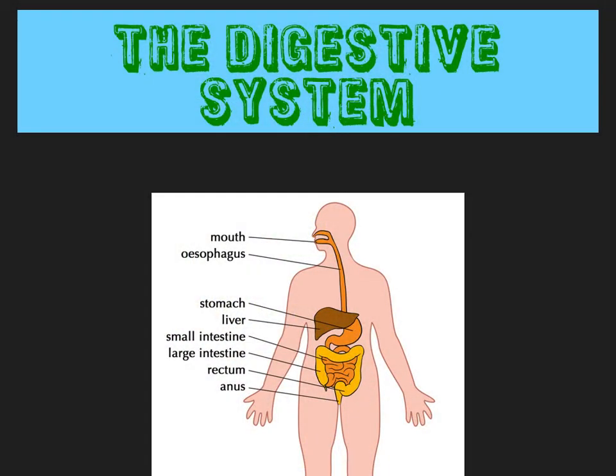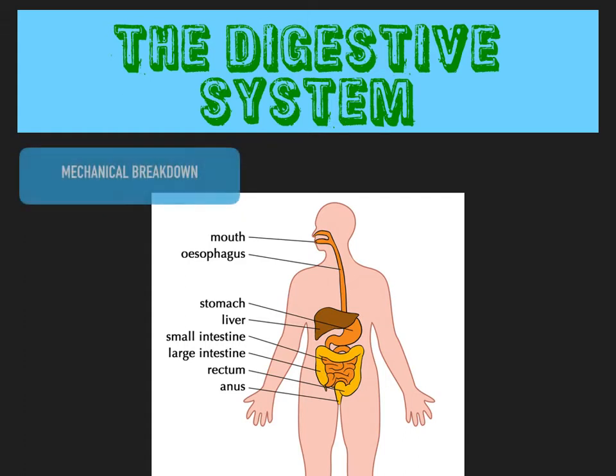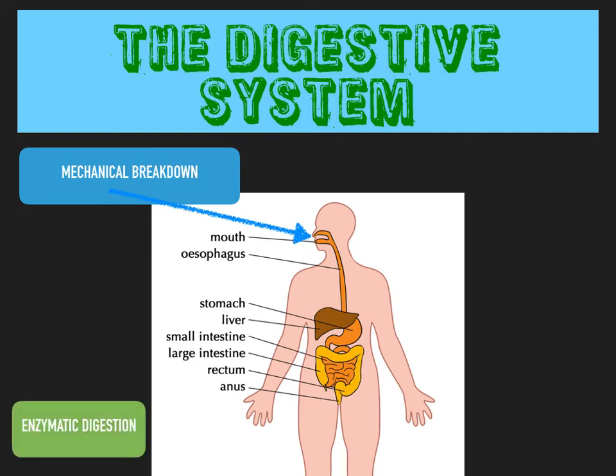Now to finish off, we'll put the process together and look at the whole of the digestive system. When food is first ingested, there's mechanical breakdown which takes place. That uses the mouth and the teeth, and it breaks the food into what's called a bolus. This is a small ball of chopped up food which is mixed with saliva. The bolus is then swallowed, moves down the esophagus to the stomach, and in the stomach and the small intestine you get enzymatic digestion. This is where enzymes are used to break down large molecules into small soluble ones which can be absorbed.